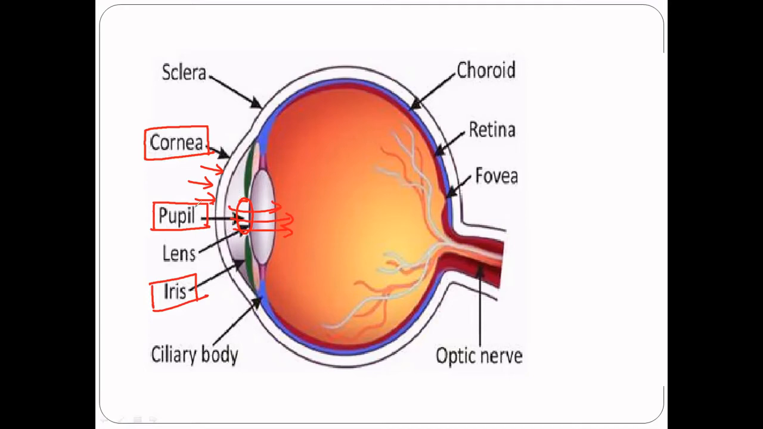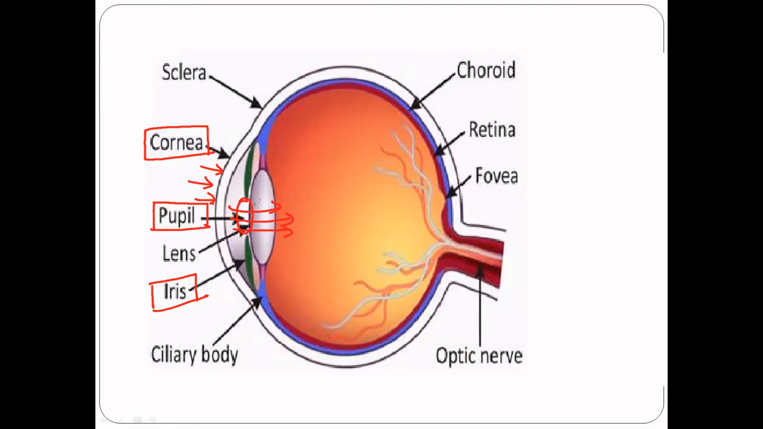Now, the size of this pupil can increase or decrease depending on the intensity of light. The size of the pupil increases if light is dim, when less light is present. And suppose we are standing in sunlight and bright light is present, then the size of the pupil decreases because at that time less light needs to enter into the eye.